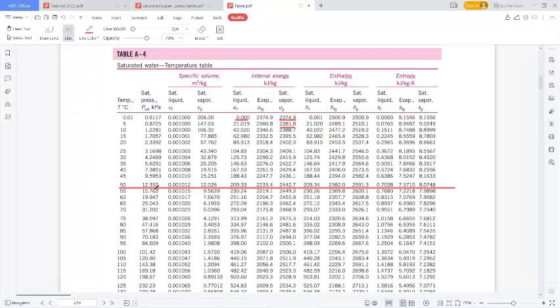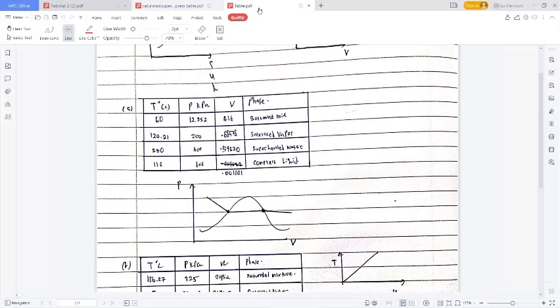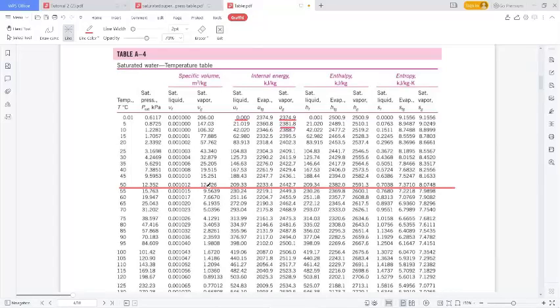At 15 degrees C, this is the specific volume. The specific volume in the question is 4.16. It is somewhere between 0.001012 and 12.026. So indeed, this water is in the form of a saturated mixture. In the saturated region, you have three states: saturated water, saturated vapor, and a mixture, something in between. So the specific volume is in between vf and vg, so it will be in the form of a mixture.